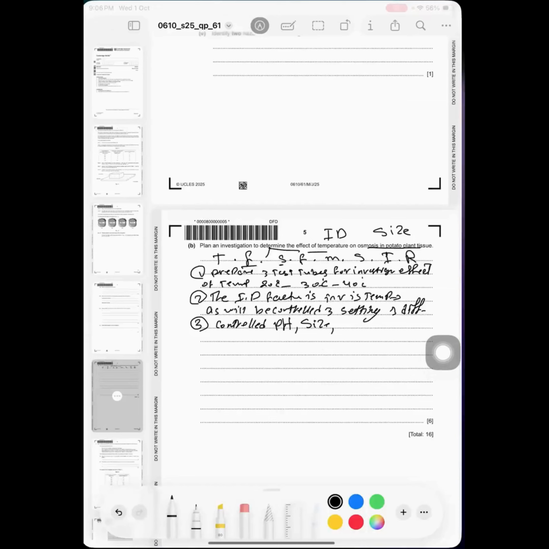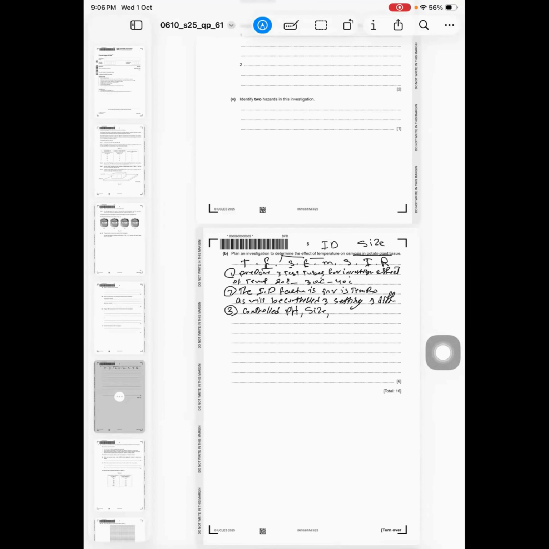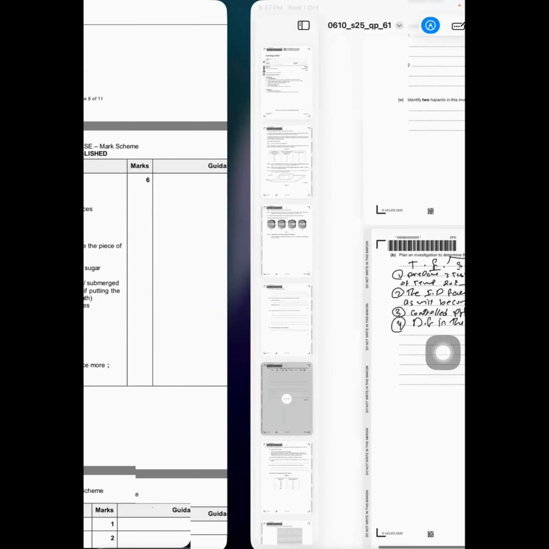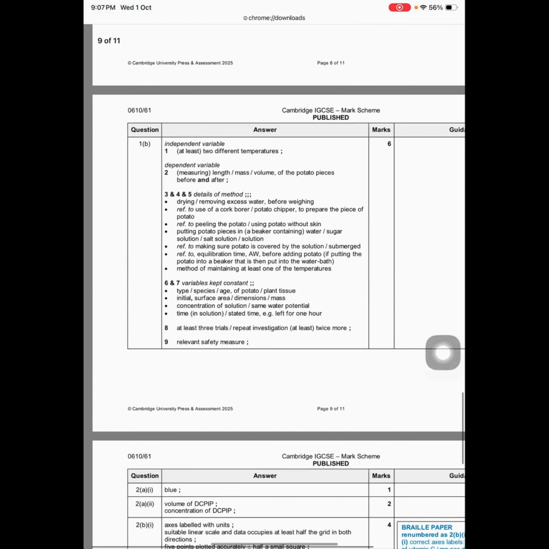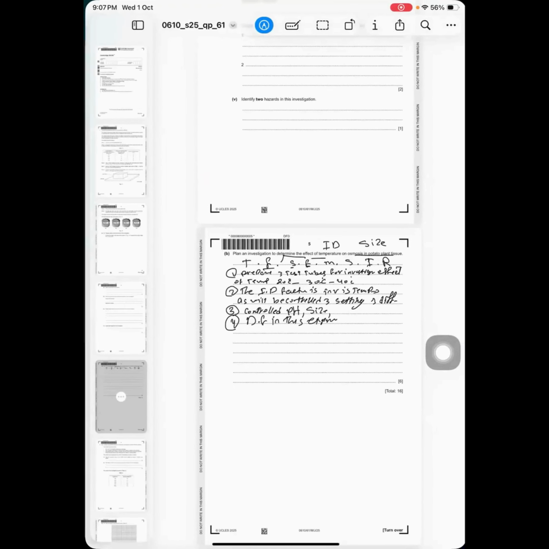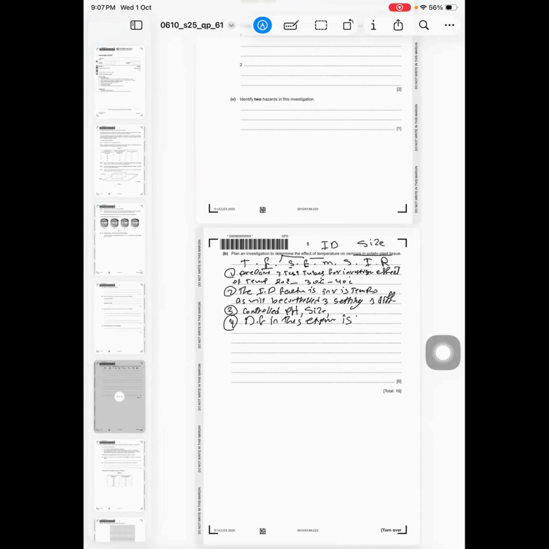Okay, let's continue. The second factor, what is the factor? The dependent factor in this experiment is what? As we mentioned before, the mass of potato, will it change? The volume of potato, will it change? The length of potato, will it change? So the dependent factor in this experiment is the change in mass or volume of potato.